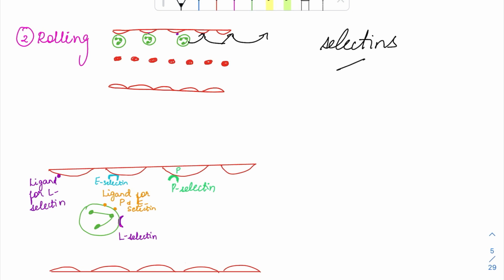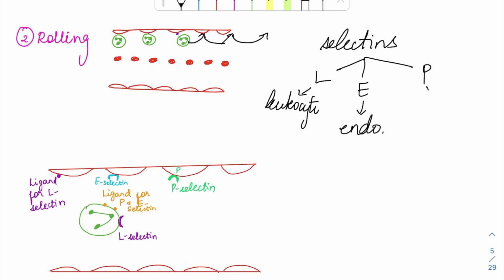So selectins, we have three types, which are L-selectin, E-selectin and P-selectin. So L-selectin, as the name suggests, is going to be present on the leukocytes, and E-selectin is going to be present on the endothelium, while P-selectin is going to be present on the platelet and endothelium. Okay. So the corresponding ligands for these selectins will be expressed by the other cells, and there will be attachment between these selectins and the ligands, which will cause a very mild kind of attachment leading to rolling.